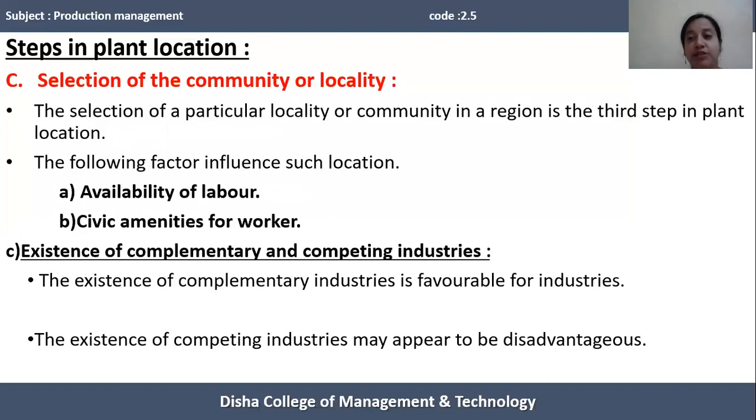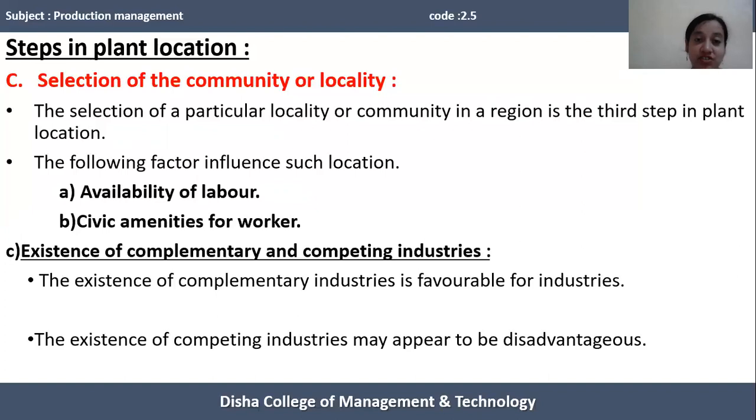If they identify a local area where labor is not available, they have to import labor from outside. If the labor is imported from outside, generally they charge high wages, so that increases our labor cost. If the labor cost increases, then automatically the production cost increases. So to avoid such things, the organization, the industrialist or the entrepreneur has to identify a locality where the labor is available. Generally, local labor charges low wages, and with minimum cost, the firm can produce the goods.